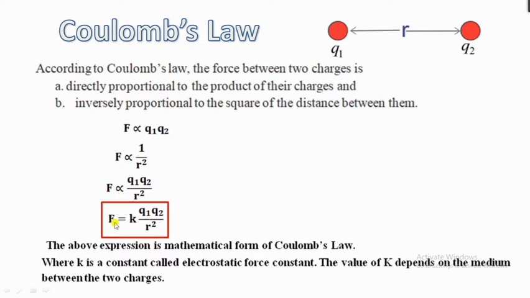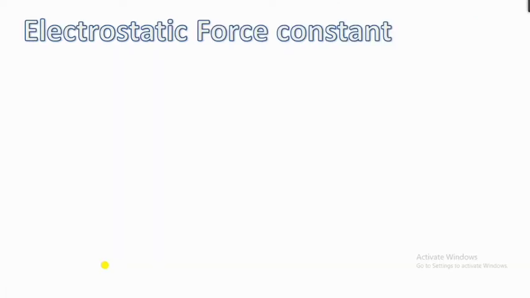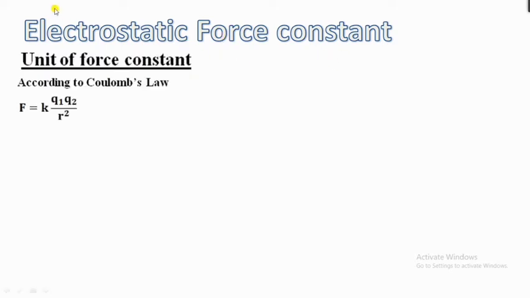the value of this K depends on the nature of medium between the charges. Different medium, different value of K. Now let us understand more about the electrostatic force constant. Let's find the unit first. This is the Coulomb's law. Now I can take this R square up and Q1 Q2 down. You will get K is equal to F R square by Q1 Q2.